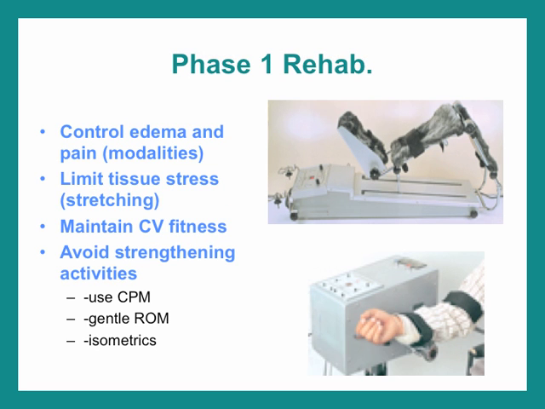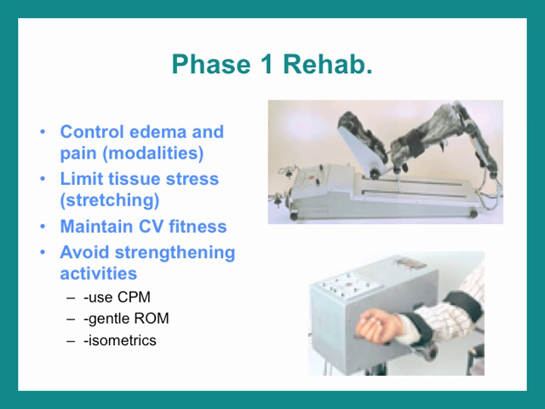So what are some activities that we can do in phase 1 of rehab? Well, our primary goal is to control the edema, the swelling, and pain. So we use modalities for this. The rest, ice, compression, elevation. There's other modalities that we might use. We can start some stretching because we can provide limited tissue stress, not to the point of pain, what they can tolerate. Certainly maintaining cardiovascular fitness, and then avoid strengthening activities.